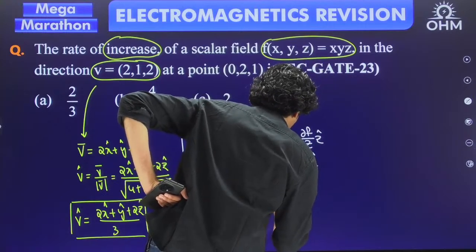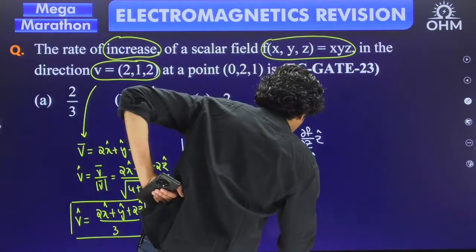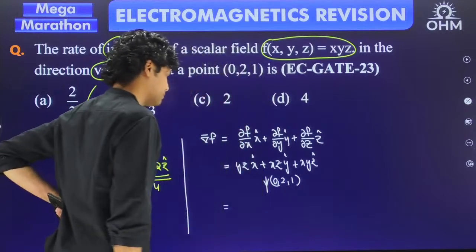Now substitute the point of interest. What is the point of interest? 0, 1, 0, 2, 1. So this is the point of interest. If you substitute this, what do we get?